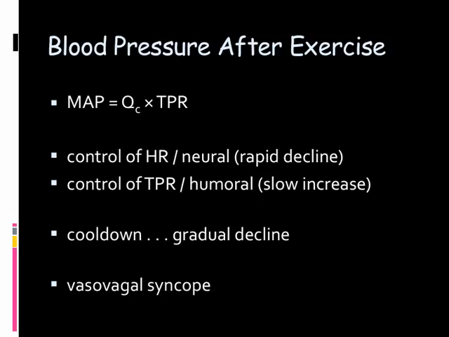So what you want to do is a cool down. And again, look at that relationship. You do a cool down so that your cardiac output gradually comes down, and your total peripheral resistance, as these chemicals get washed out and as the heat gets dissipated, you want your total peripheral resistance to gradually come back to normal, and your mean arterial pressure will gradually come back down to normal, and you won't faint.